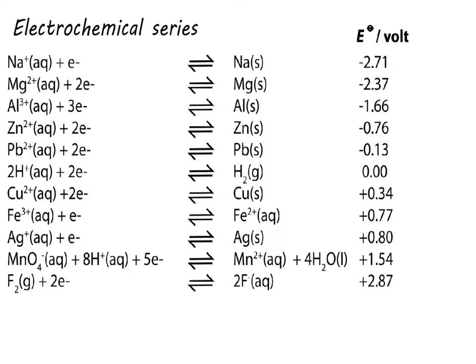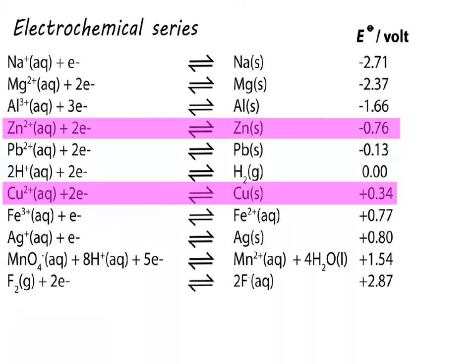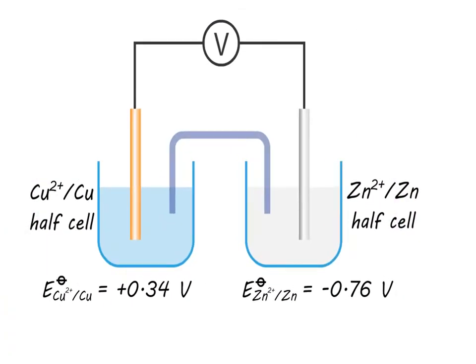We will stick with our cell that involves Cu2+/Cu and Zn2+/Zn half cells. Let's look at the standard electrode potentials for both of these. We see the Cu2+/Cu half cell has a standard electrode potential of +0.34 volt, and the Zn2+/Zn half cell has a standard electrode potential of -0.76 volt. Oxidation, that is loss of electrons, will occur at the half cell with the more negative standard electrode potential.